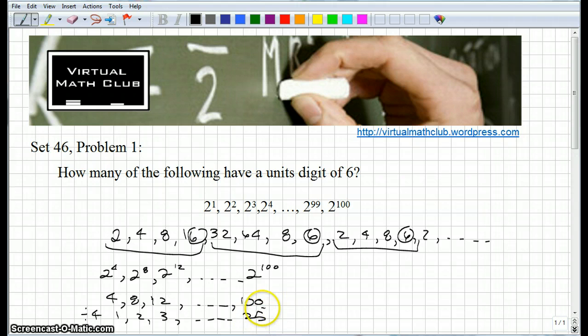And so that's much easier to count, obviously. We find out that we have 25 numbers in this list between 4 and 100, which means that there are 25 powers of 2 between 2 to the 1 and 2 to the 100th that end in 6. All right, so the answer is 25.